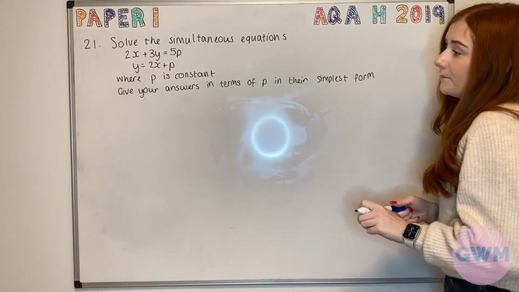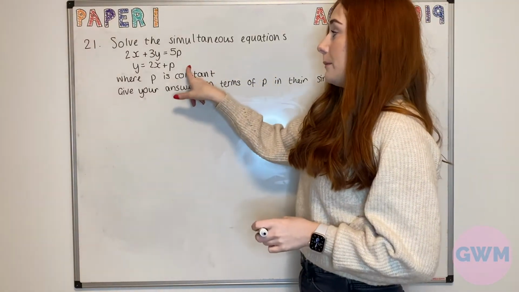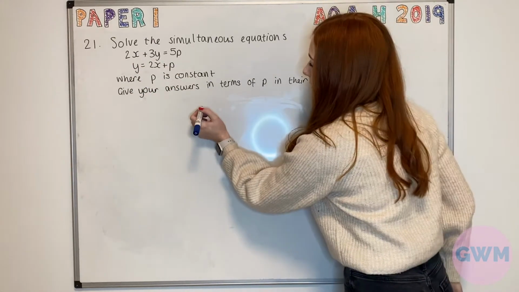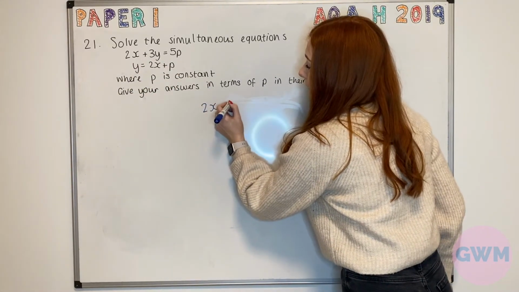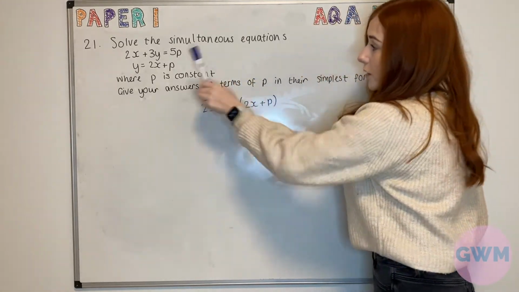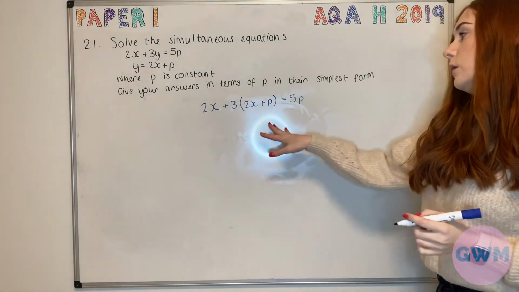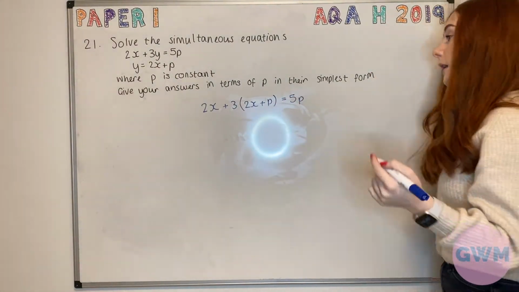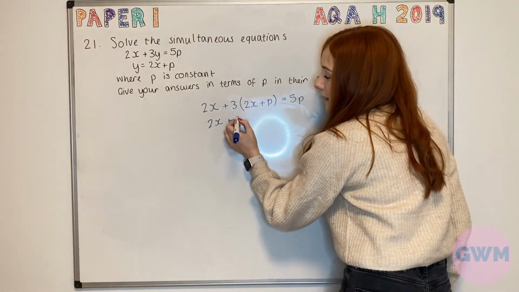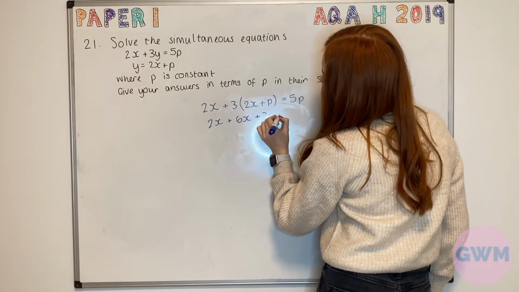Okay, so it's been quite nice to us, it's given us simultaneous equations where we can straight away plug this second one, which is equal to y, straight into the first one. So let's do that. We know that y equals 2x plus p, so we put that in place of the y in the first equation and write that out. Now let's multiply out this bracket to get all our terms in their simplest forms. So 3 times 2x is 6x, 3 times p is 3p, and 5p.